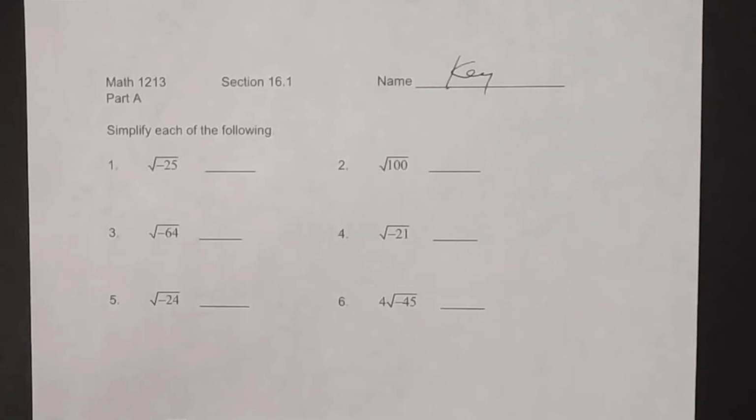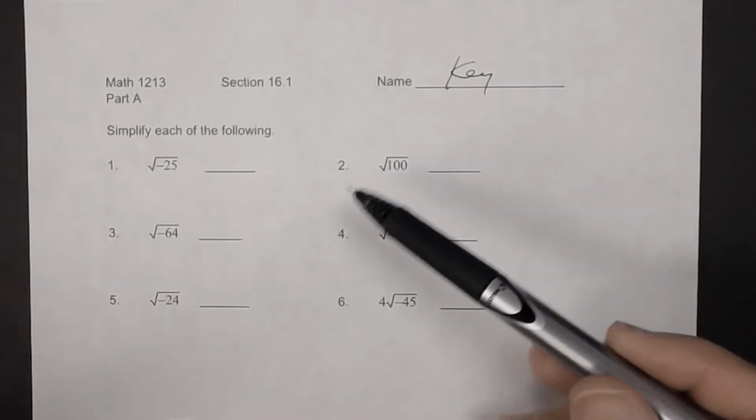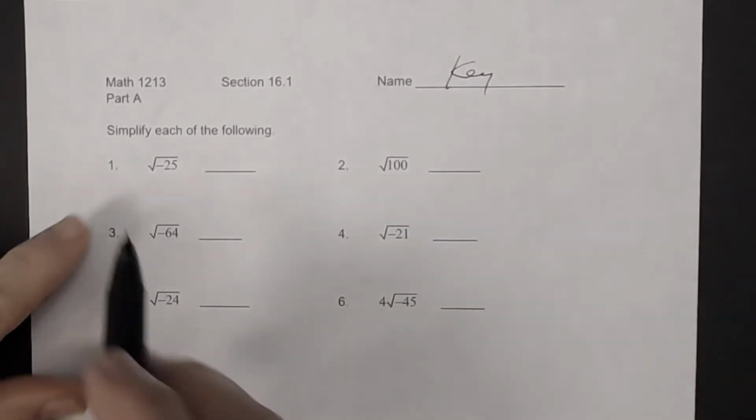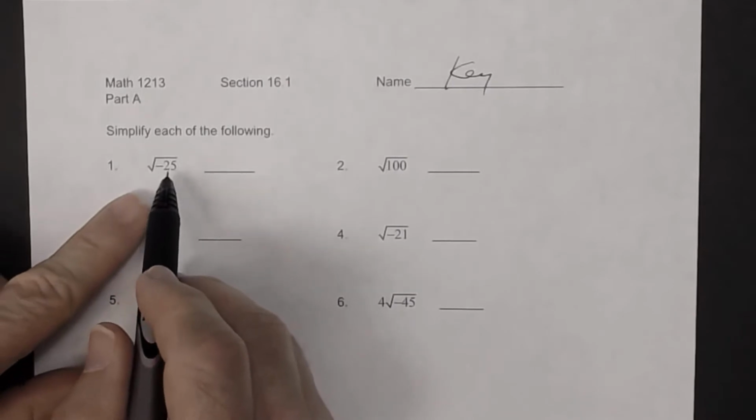This is the key to worksheet 16.1 part A. In this case, you're simplifying these radicals, and these are all square roots. So number one, you have the square root of a negative 25.